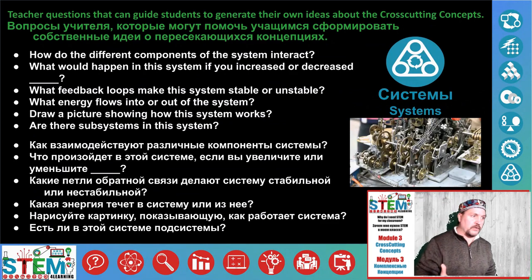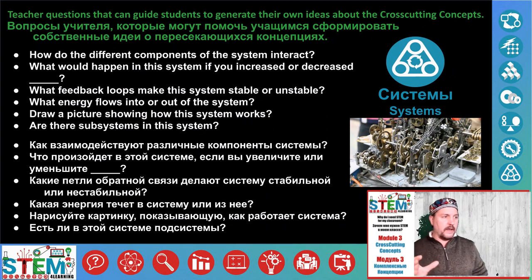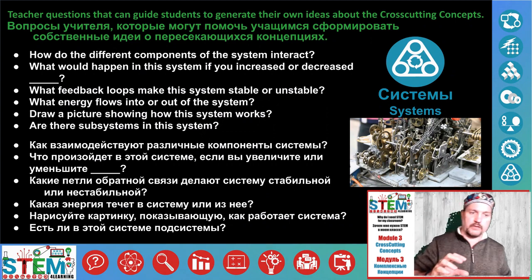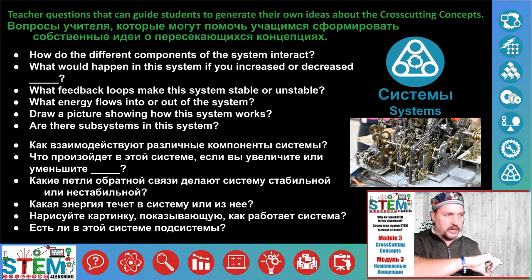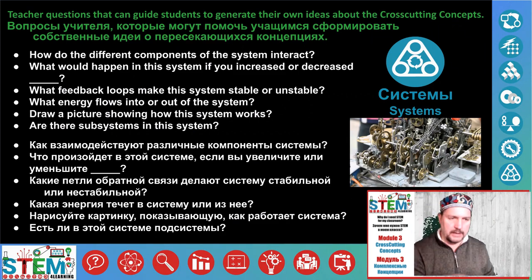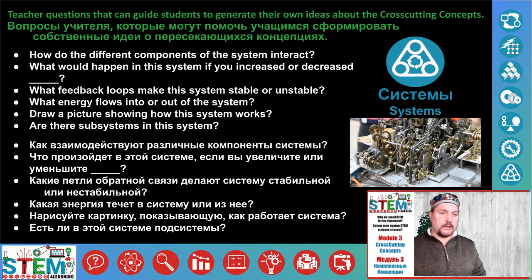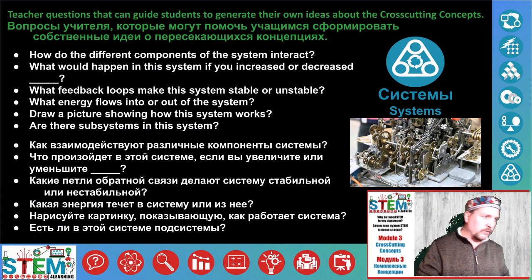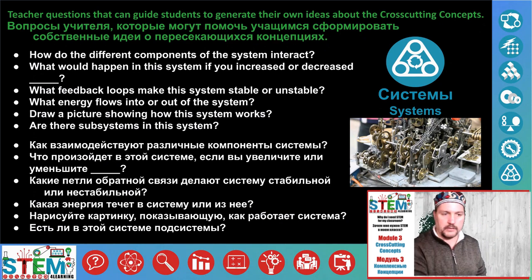And then lastly, systems. How do the different systems of this work together? What would happen to this system if you made this bigger, this smaller, changed this? Are there feedback loops? Is somehow that keeping the system stable? And this can be any system. It could be a political system. It could be a governmental system. Does energy come into the system, out of the system? Maybe we're talking food webs.